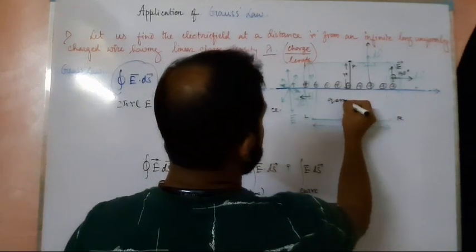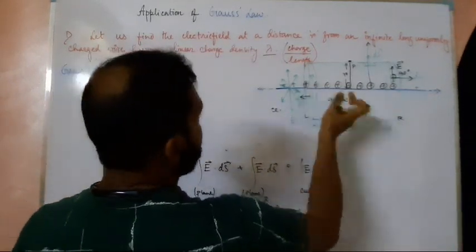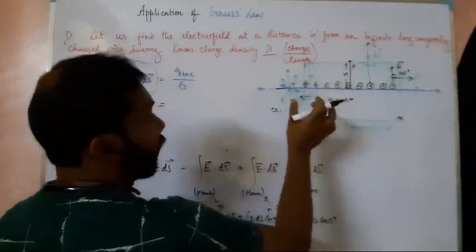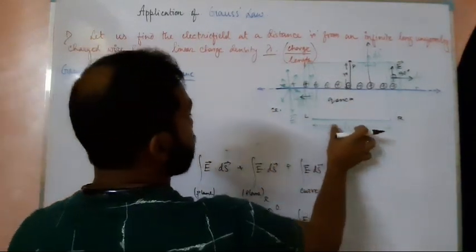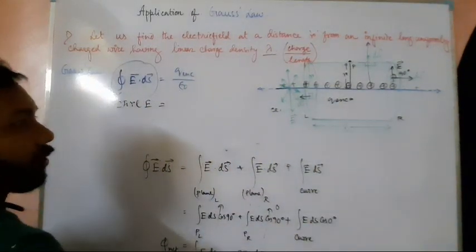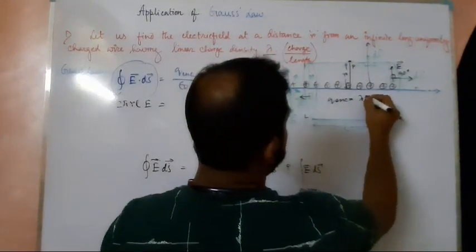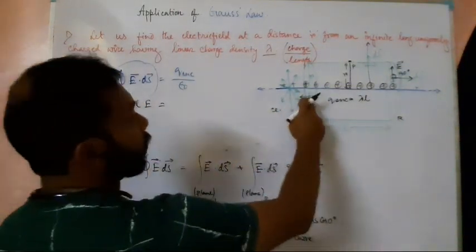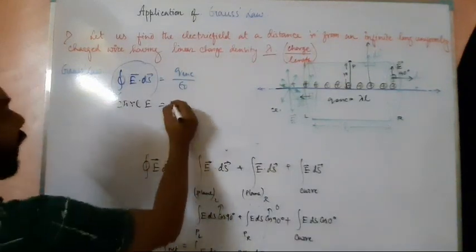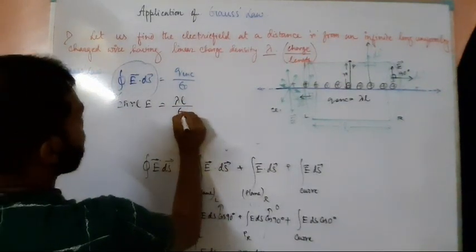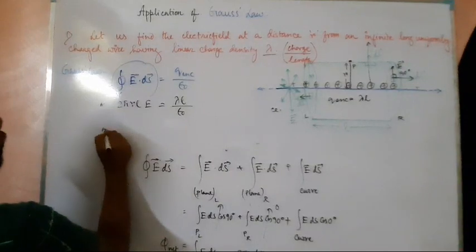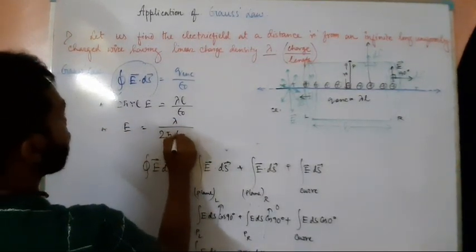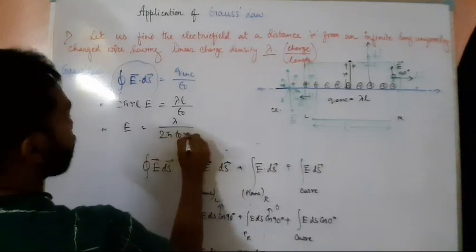What is the total amount of charge enclosed by the Gaussian surface? If we know the charge density, that means we know the charge per unit length, and also the total length of the Gaussian surface is known. So Q enclosed will become lambda L. Why? For unit length, the total amount of charge is lambda. For L length, it will be lambda L. So it is lambda L by epsilon naught. Equating this, we get E is equal to lambda by 2 pi epsilon naught R.